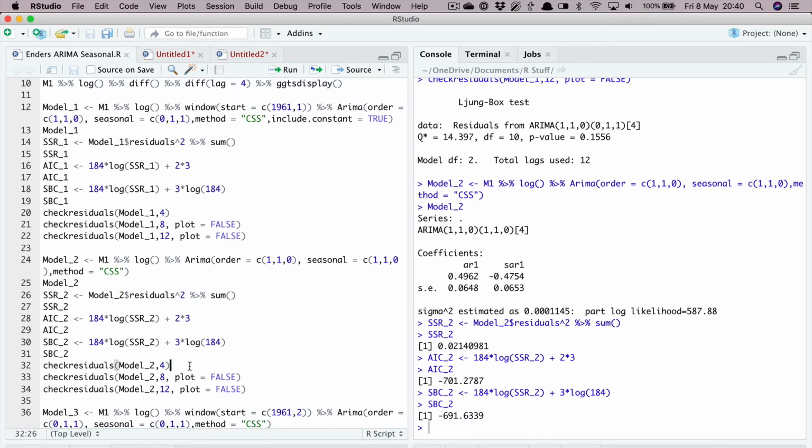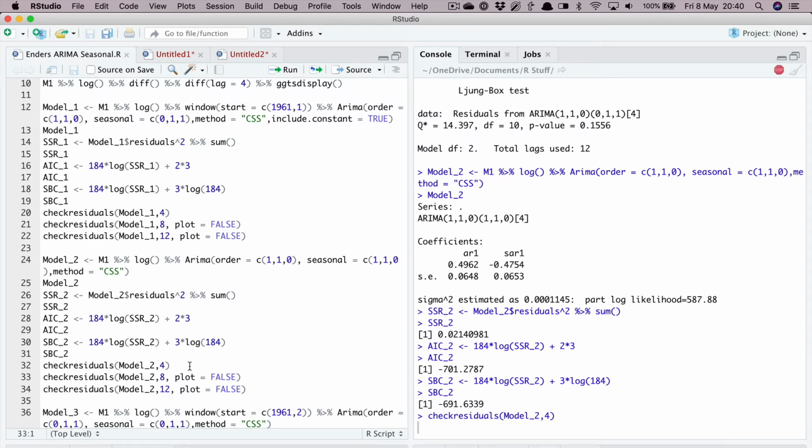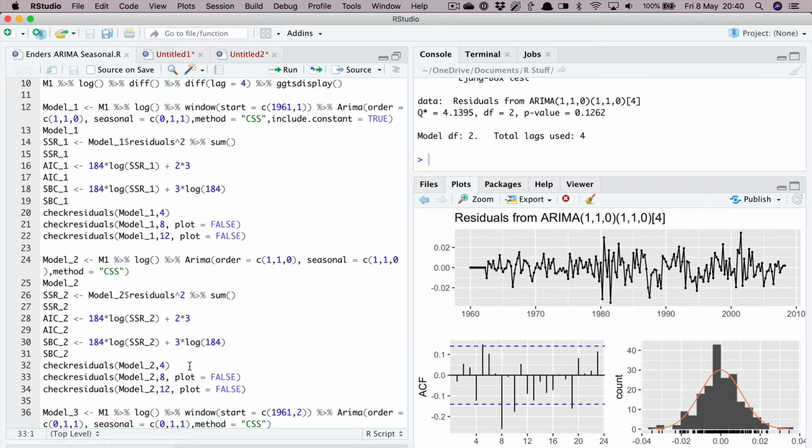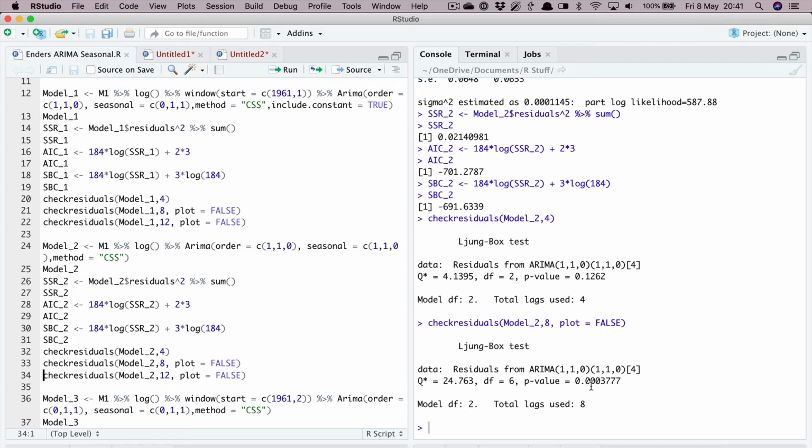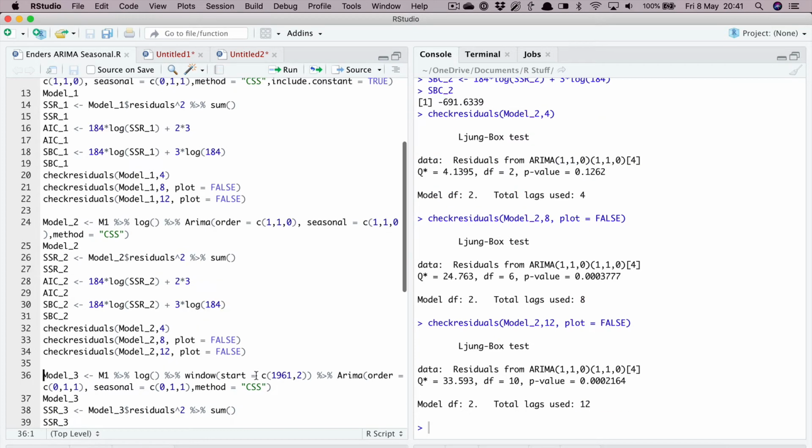Now, are the residuals okay? As you can see, that one looks a problem. That one looks a problem. That one, so it's the first 4 may be okay, but the others perhaps not. Looking at the Ljung-Box, that one's okay, but let's have a look at 8 lags. That was clearly significantly different from 0. And 12 lags. Again, a problem there. So let's have a look now at the third model that Enders tries.